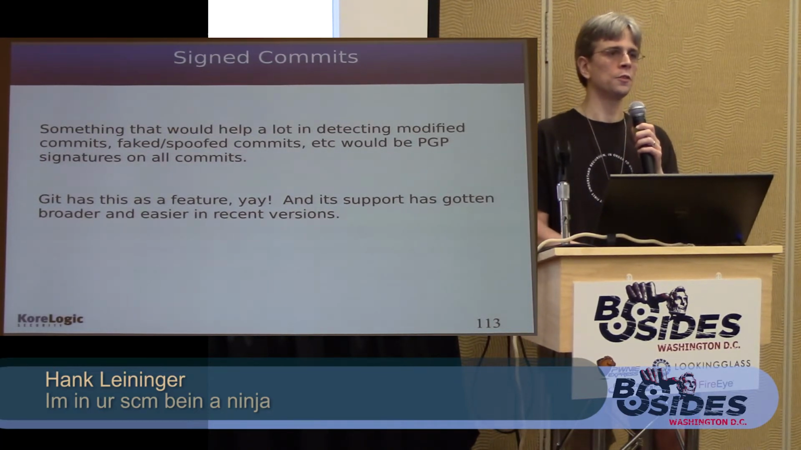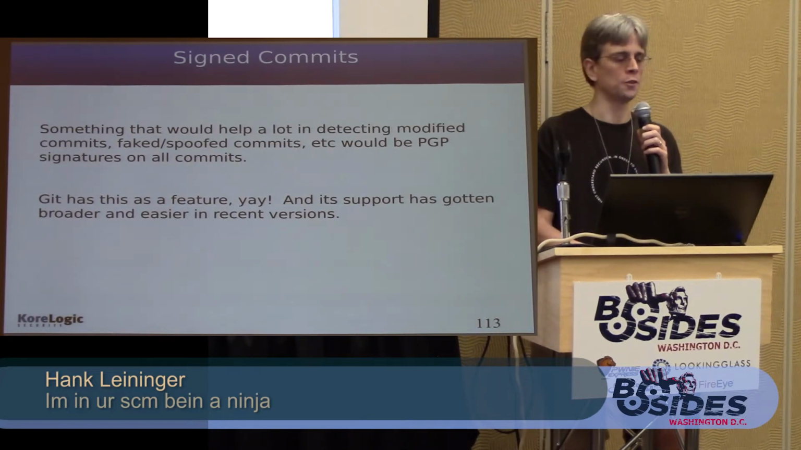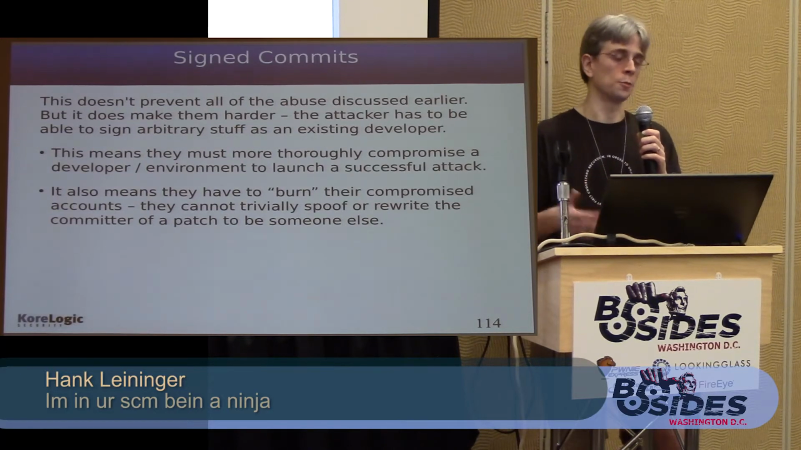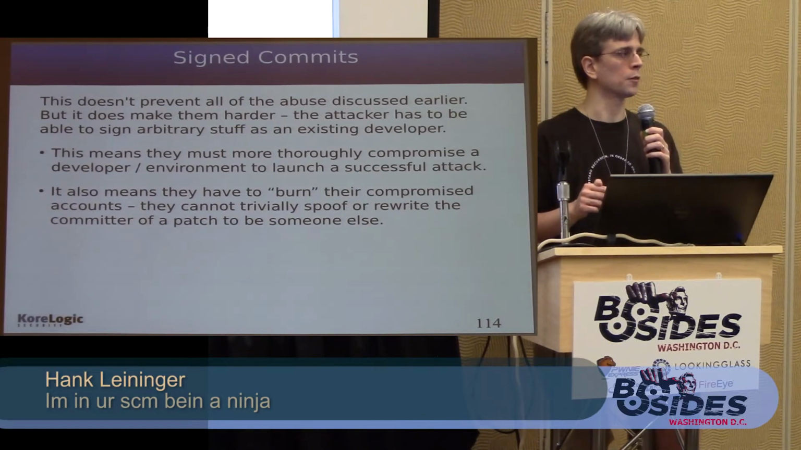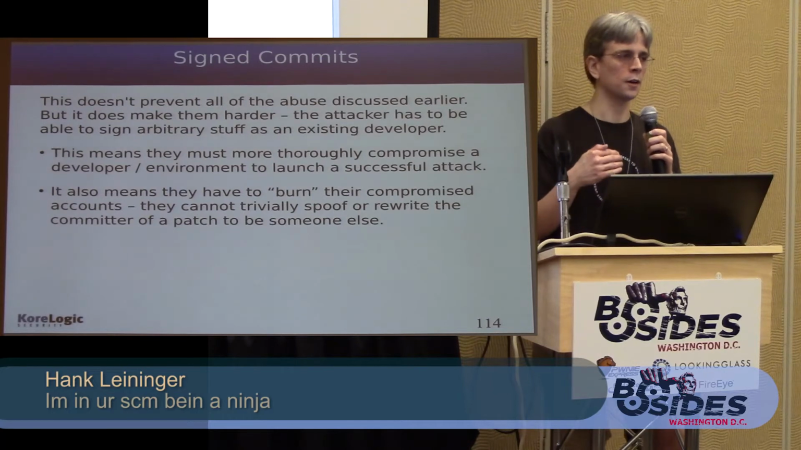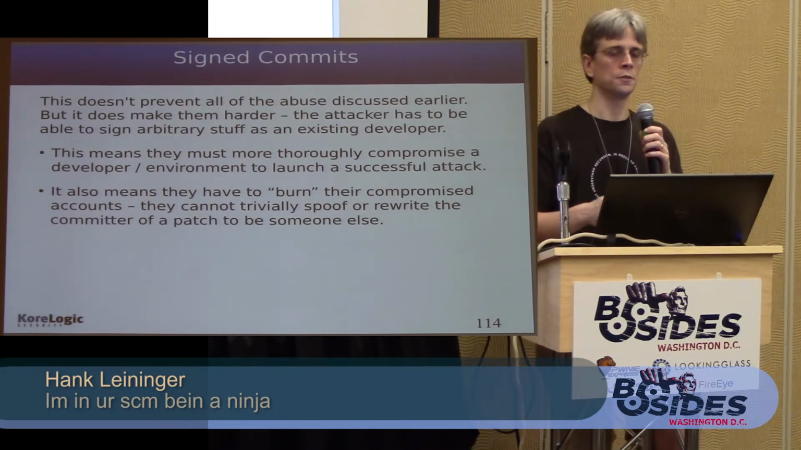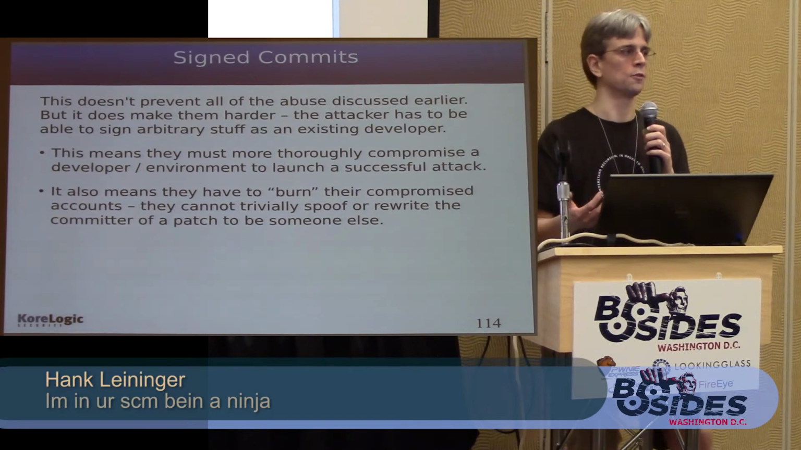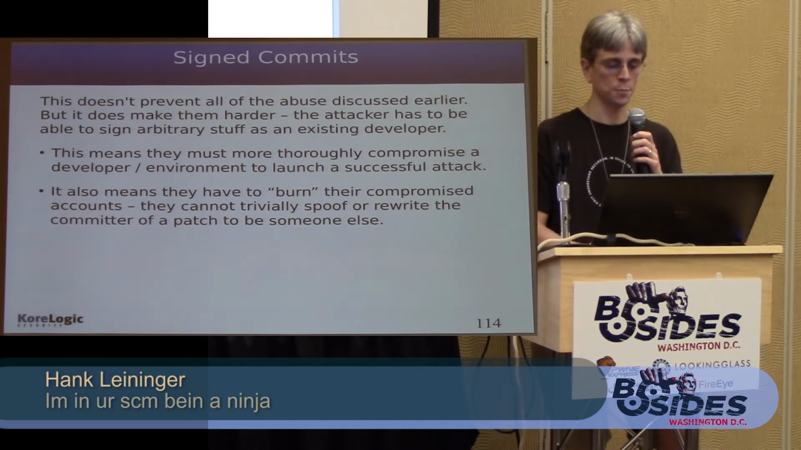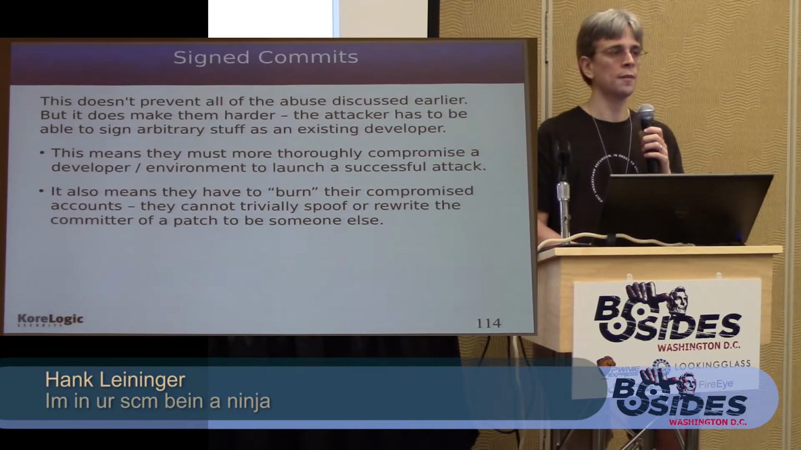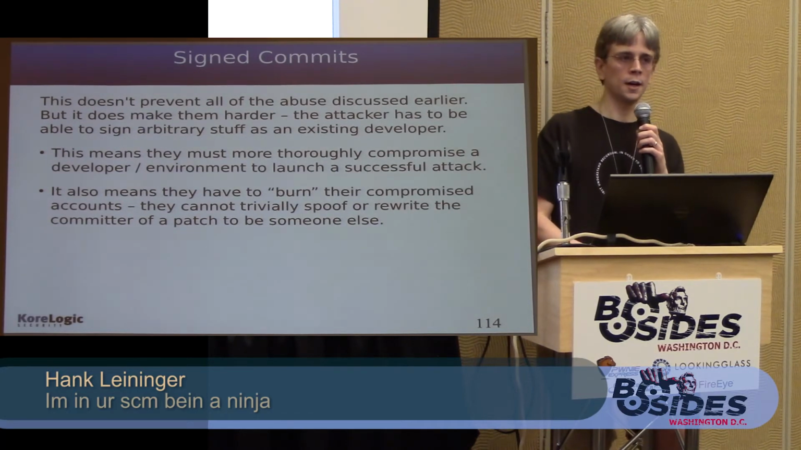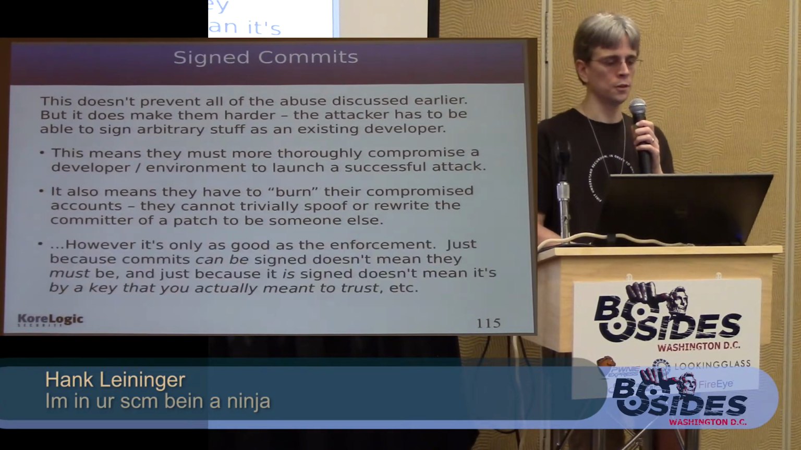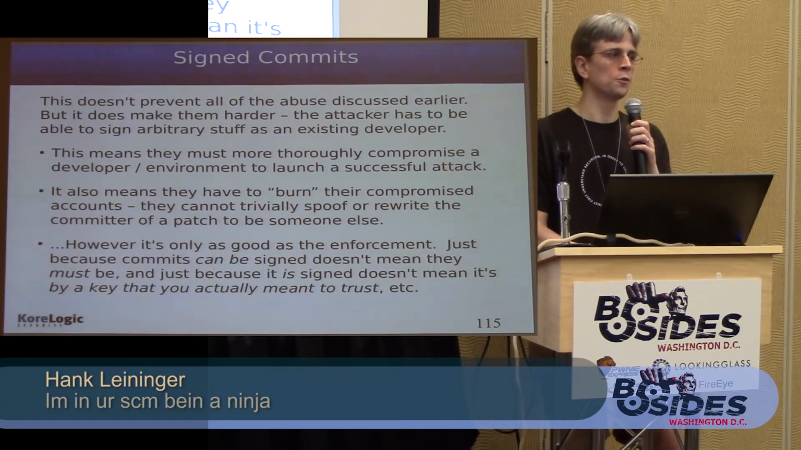So one thing that could help us is if all of your commit messages were signed, PGP signed and verified. Now, Git has that feature, which is great. This doesn't prevent everything, but it does raise the bar for the attacker. It's not enough to compromise the SSH account or the GUI web interface. They have to actually compromise the developer thoroughly enough to get their PGP private key, and they have to burn the accounts. They can no longer lie about who it was that made a commit because the signature won't match that person.